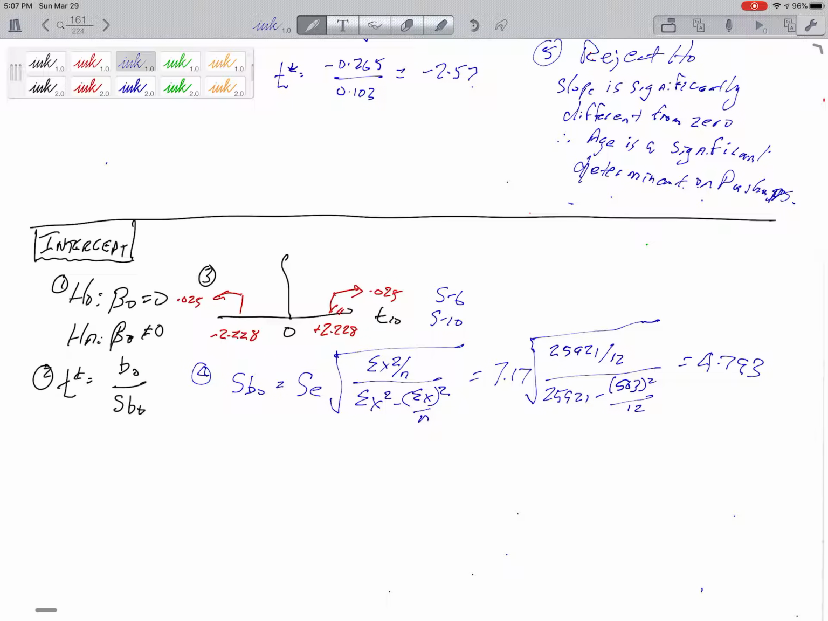And that comes to 4.793. All right, T star is equal to 32.862, which we got from page S6, divided by 4.793, and that gives you a really high T star value, so it's very significantly positive. So we would reject H0 and conclude, therefore, that the intercept is significantly positive, which is no real surprise.